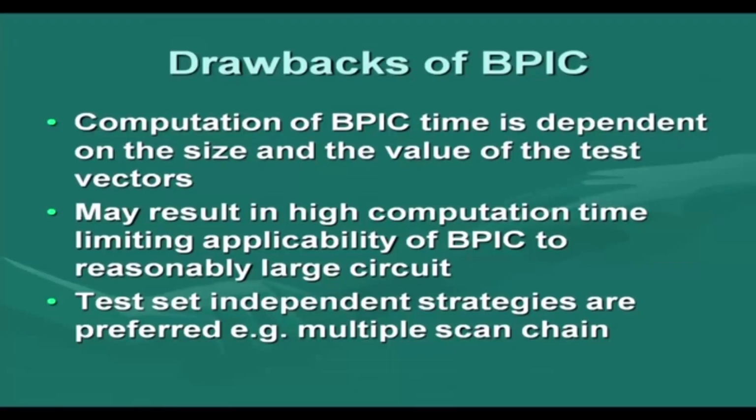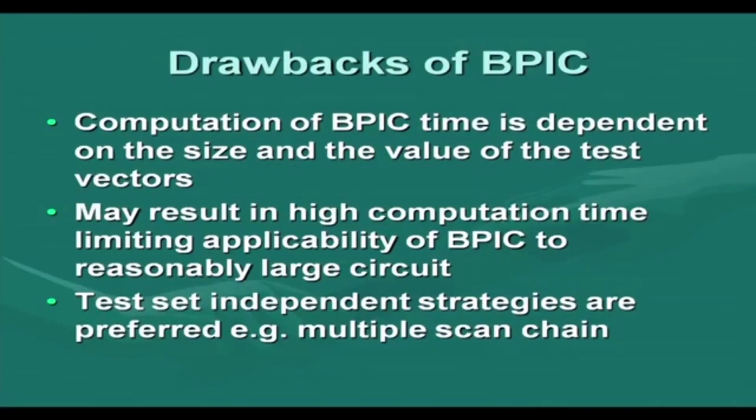So, B peak has some drawbacks as well. The computation of B peak time is dependent on the size and value of the test vectors, so the best primary input change time is not straightforward to tell. It is very much circuit dependent and of course pattern dependent as well. Maybe the most difficult part is that for different patterns the best input change time may be different.